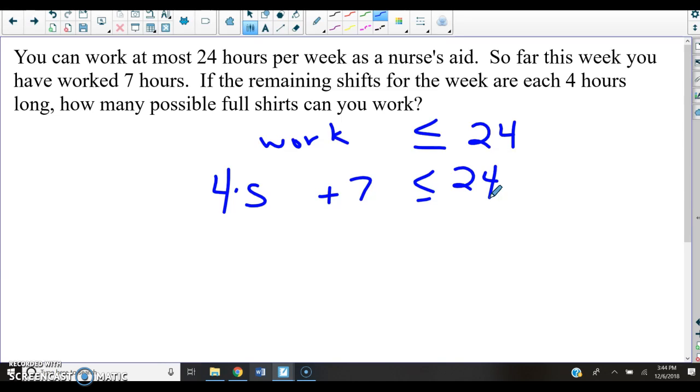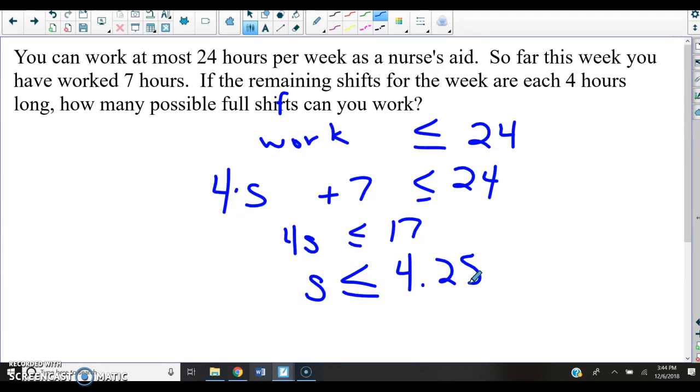Okay? Full shifts. This is supposed to be an F too. Sorry about that. You know how to solve this. If we subtract 7 from both sides, you're comparing 4s to 17. And when you divide by 4, that's not negative, so we do not switch the inequality. We get 4.25. Well, you're only working full shifts. Okay? It is how many possible full 4-hour shifts? Well, you can work at most 4 more 4-hour shifts.